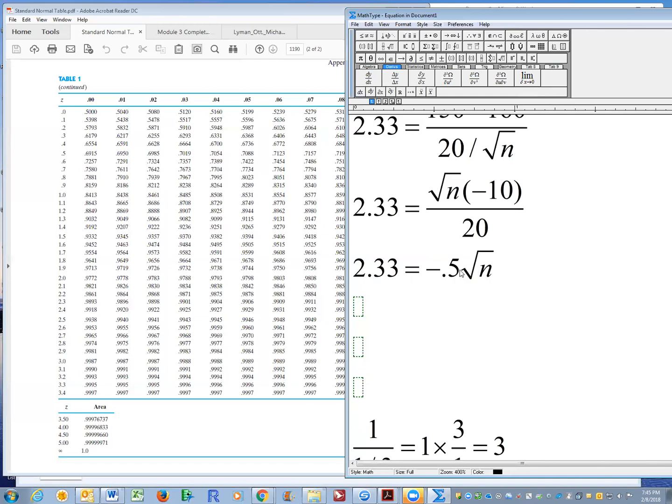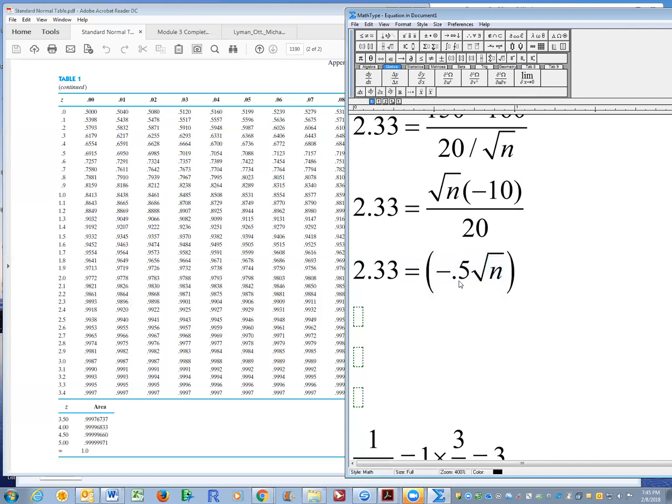So to get n by itself, I've got to contend with this negative 0.5. Negative 0.5 is being multiplied by root n. To undo negative 0.5, I need to divide both sides by negative 0.5. I need to do the opposite operation to get rid of it, to push it to the other side. So if I do that to the right-hand side, I have to do it to the left-hand side.